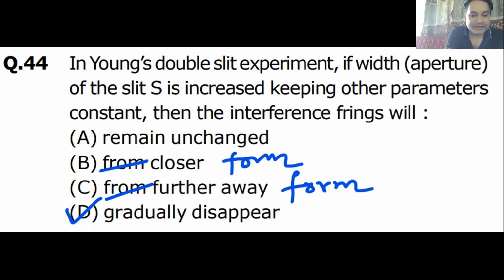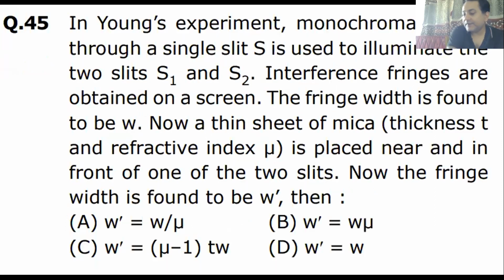Okay. Here comes the next one, and I wanted you to note this point down, but instead of putting it in the form of a point, I put it in the form of a question. And the question goes like this. In Young's double slit experiment, monochromatic light through a single slit is illuminating S1 and S2. Interference patterns are obtained on a screen using S1 and S2. The fringe width is found to be W.